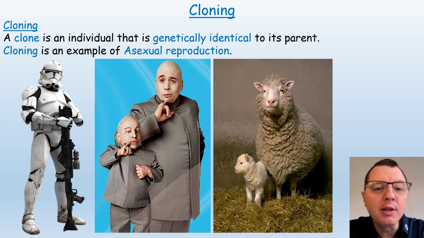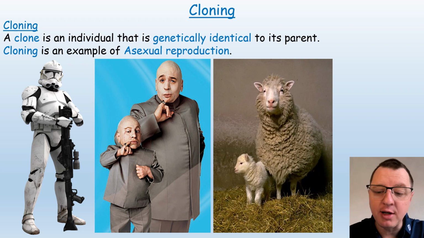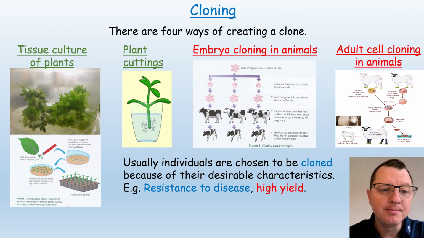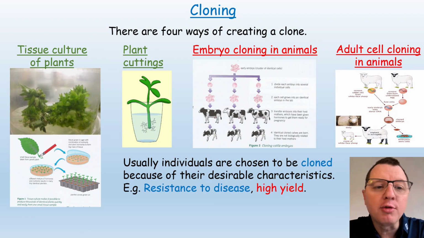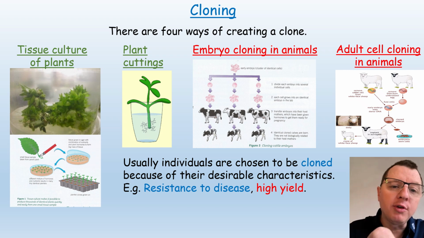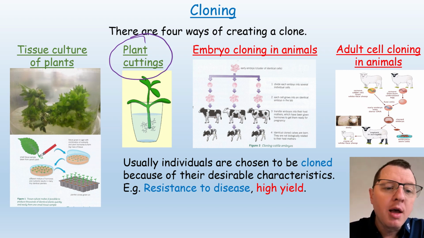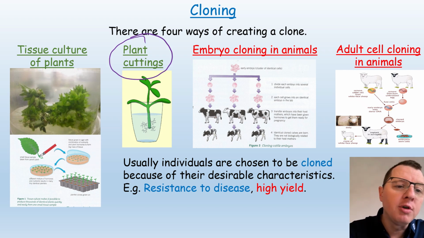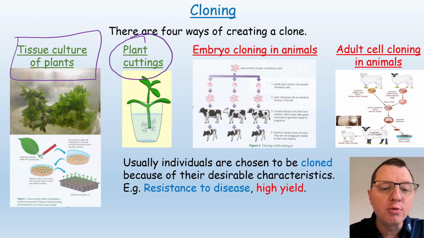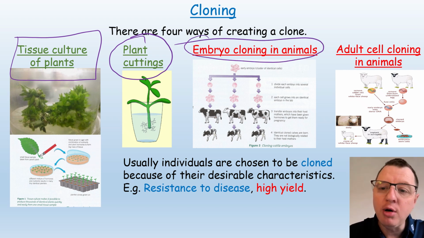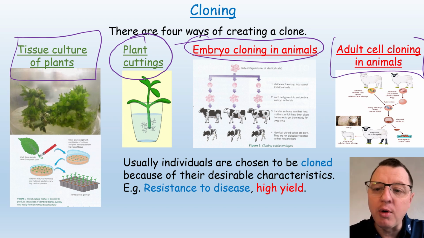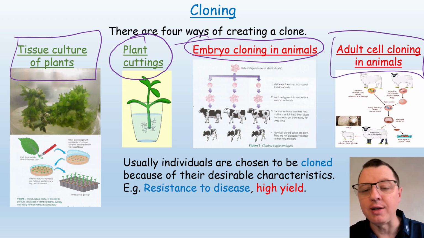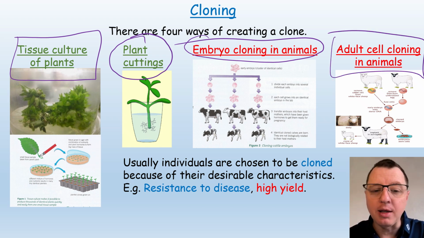Well, a clone is an individual that is genetically identical to its parent, and therefore cloning is an example of asexual reproduction. There are 4 ways of creating a clone. The oldest of these ways is plant cuttings. More recently, that has been improved to allow plant tissue culture techniques. We have cloning of animal embryos and adult cell cloning. So 4 techniques that we can utilize to make a clone.